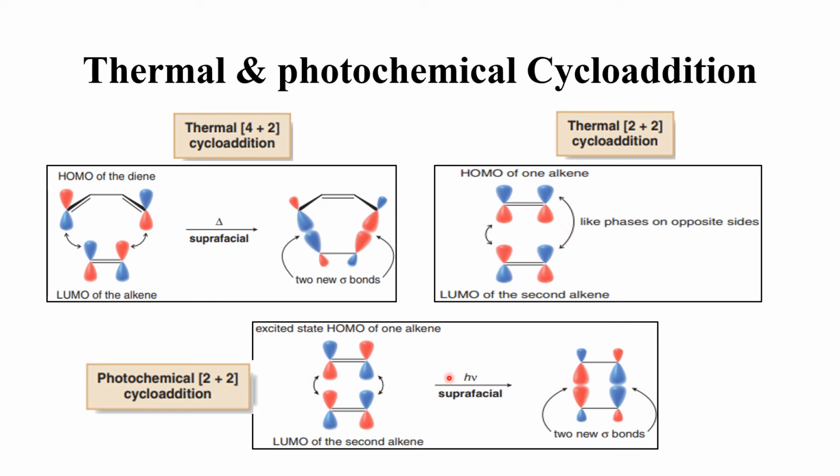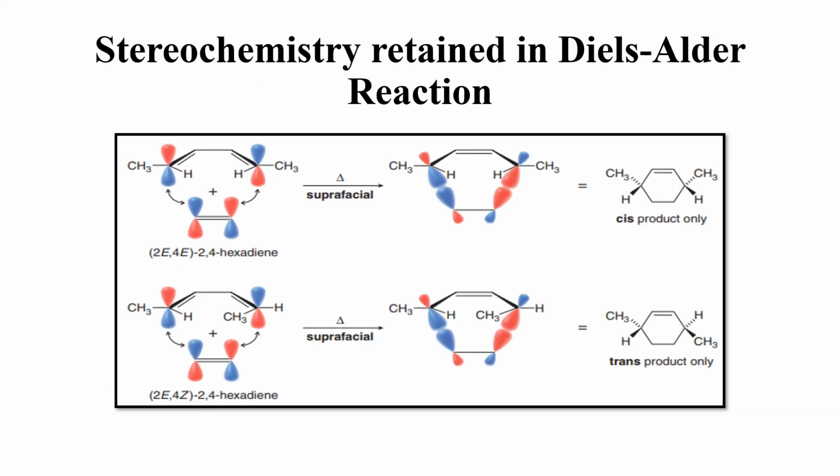In the photochemical condition, what will happen? The electrons will shift, so the HOMO and LUMO will change. See here the LUMO of the second alkene and the excited state of the HOMO of one alkene. What is happening here? Excitation takes place because of the photochemical condition, and at that time the lobes will be the same, so the overlap will take place, suprafacial. What is this excitation? You can see the electrocyclic reaction video, so that you come to know clearly what the excited state is, what HOMO and LUMO are. Go watch that video.